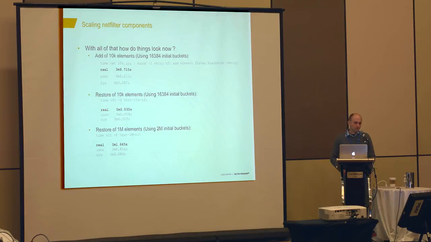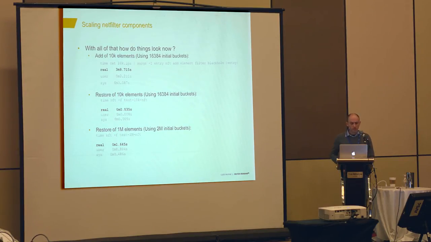Again, if I do single adds here, we still see some slowdowns, or not slowdowns, but it's slow. These are single invocations of nft add element. In this case, it's 10,000 and it still takes about 3 minutes. But if I do a restore, and I'll back up, I gave an initial size hint here of 16,000 so that the hash table didn't have to grow throughout the add operations.